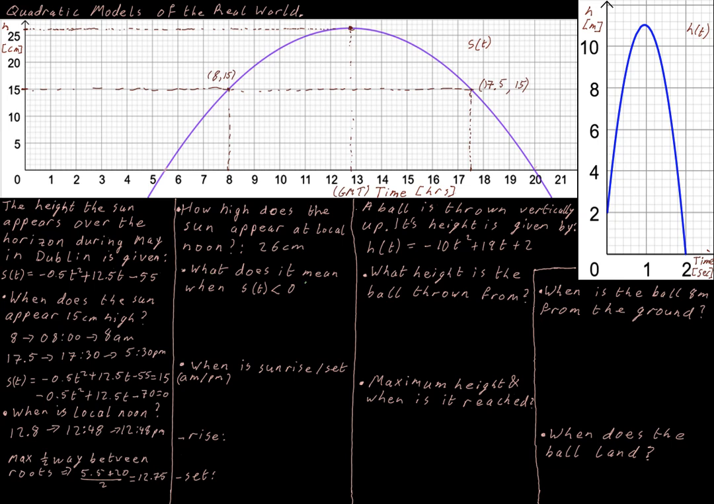What does it mean when s of t is less than 0? Well, less than 0 means negative. So what does it mean when our function here, s of t, is negative? Well, s of t is the apparent height of the sun above the horizon. If we're down here, in these tails here, that means that the sun is below the horizon. That means it's nighttime.